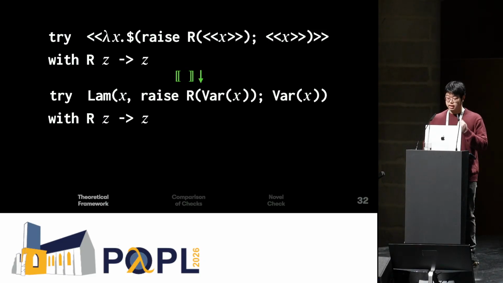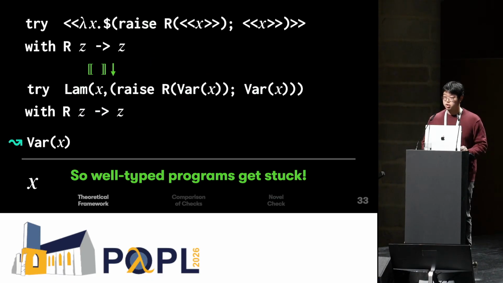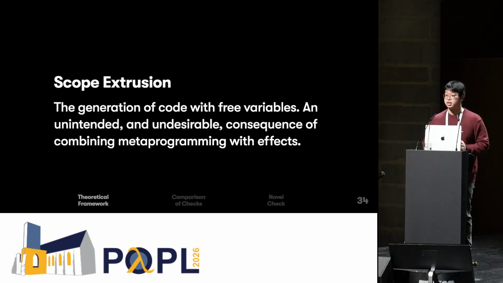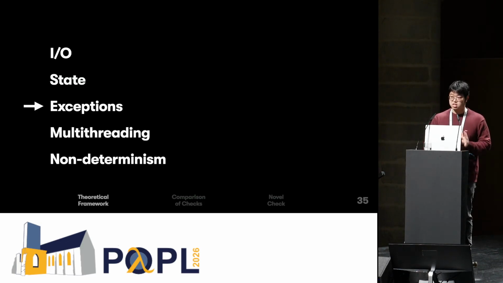Now we can try and run this lambda AST program. When we try and run it, we're going to raise the exception. The payload var x is going to get bound to z, which we're then simply going to return, and the entire program is going to step to the AST of x, which is of course not well-typed because x is free. So well-typed programs do get stuck. And this is scope extrusion, right? This is the interaction of metaprogramming with effects. It's actually a very specific type of scope extrusion, which we call lazy scope extrusion, but I'll get into that distinction later. Although this example is caused by exceptions, scope extrusion can be caused by a whole host of effects.